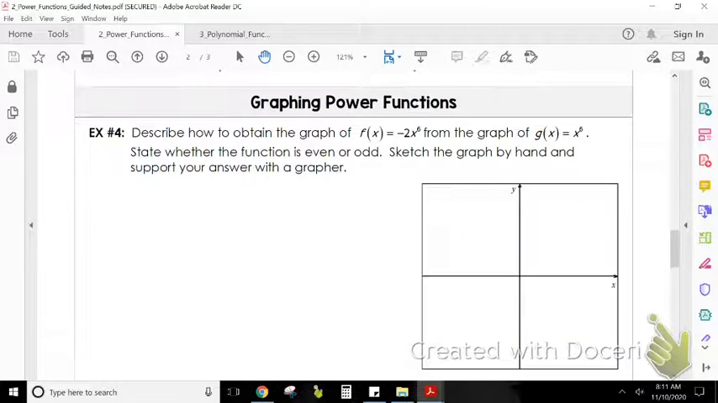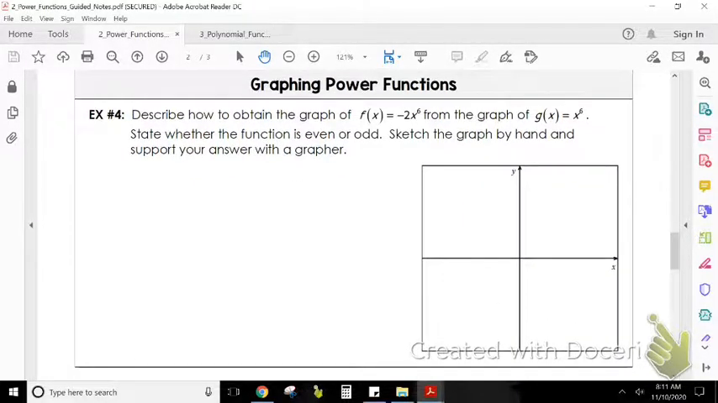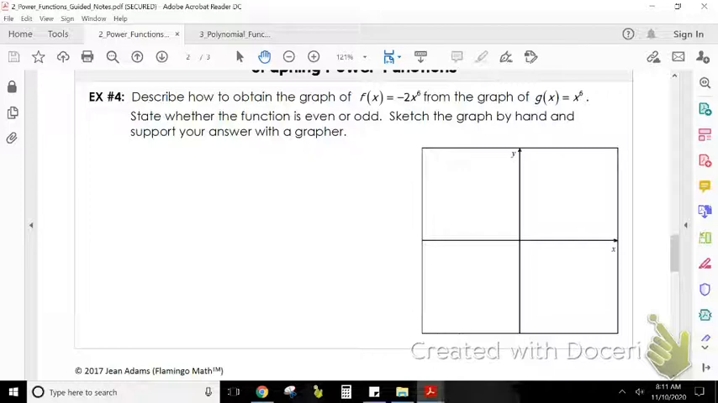All right, so graphing power functions. Example 4 says describe how to obtain the graph of f of x equals negative 2x to the 6 from the graph of g of x equals x to the 6. State whether the function is even or odd, sketch the graph by hand, and support your answer with a grapher. So first thing, it wants to know the transformation. Well, we did transformations back in the middle of chapter 1. So let's just go through it.